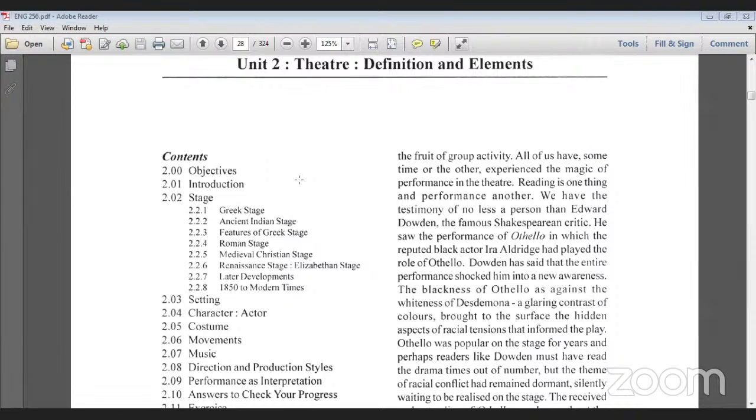Unit 2, definition, theater definition and elements, Greek stage. In this we are going to learn about the Greek stage.